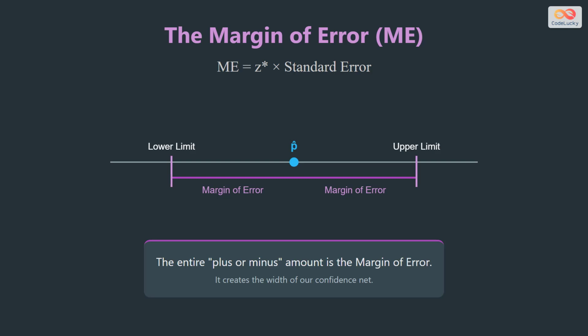When we multiply Z star by the standard error, we get the margin of error. This represents the total distance from the center of our interval to either end. It defines the width of the net we are casting to catch the true population proportion.